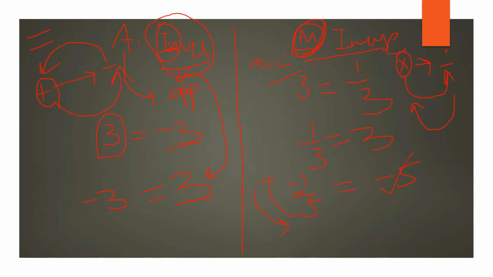Now we'll see some examples of additive inverse and multiplicative inverse. What is the additive inverse of minus 5? It is plus 5. What is the additive inverse of minus 2 by 3? It is plus 2 by 3. Only the symbol will change. What is the additive inverse of 5 by 6? It is minus 5 by 6. Only the symbol changes here: minus 5, plus 5; minus 2 by 3, plus 2 by 3; plus 5 by 6, minus 5 by 6.